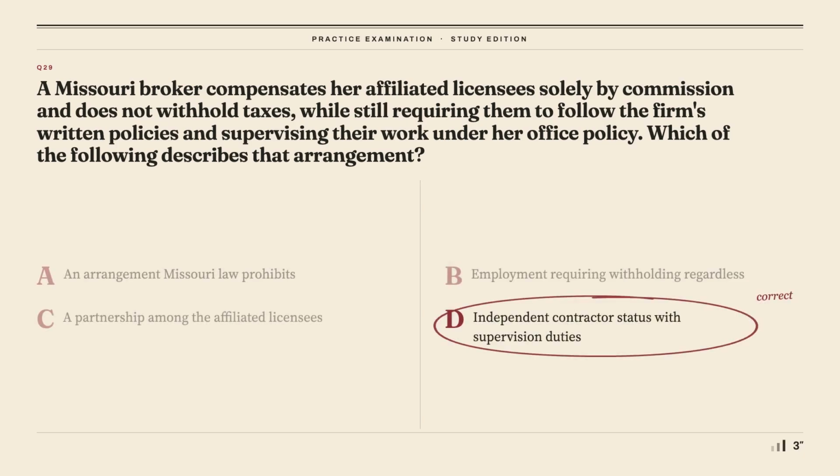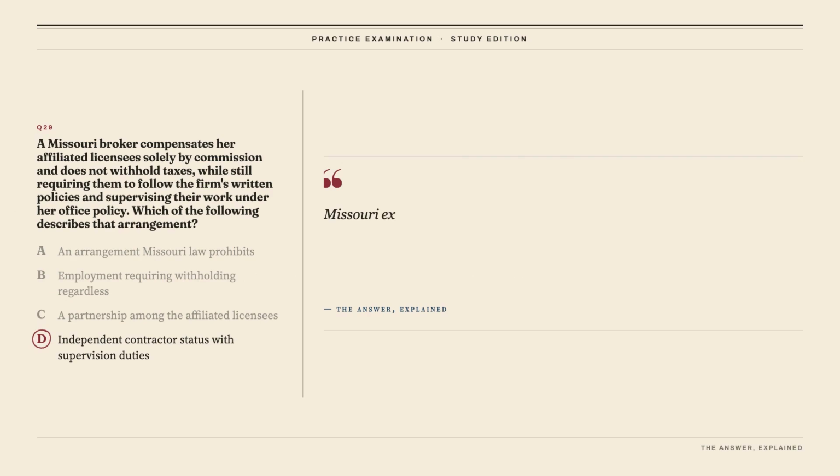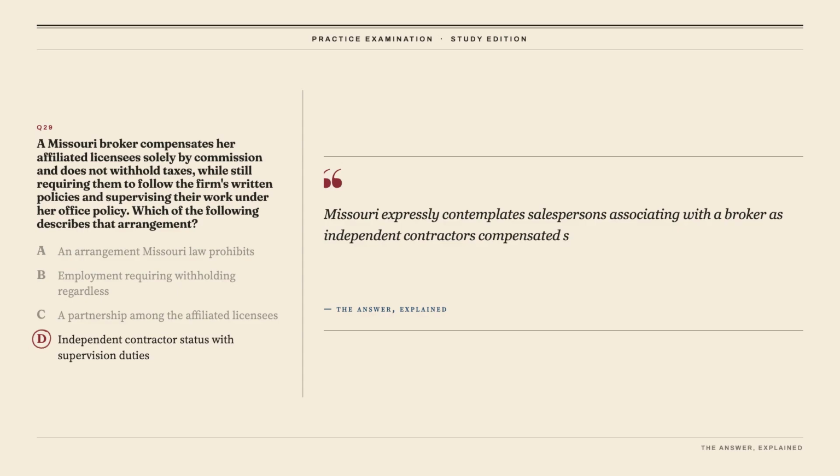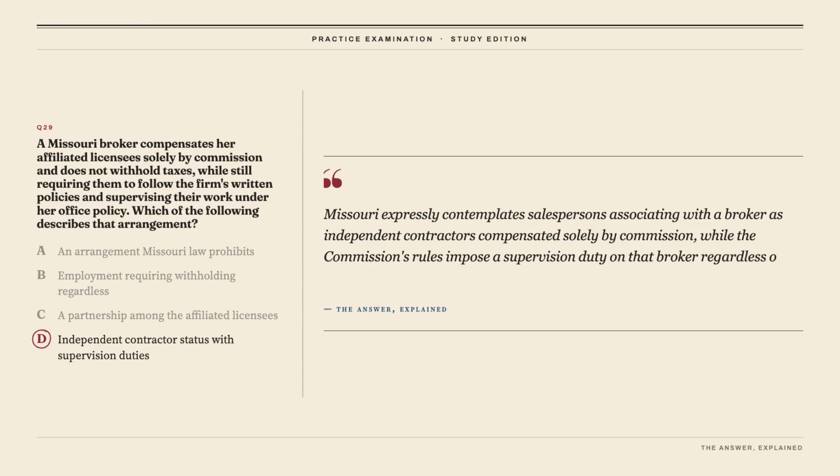The correct answer is D. Independent contractor status with supervision duties. D is correct because Missouri expressly contemplates salespersons associating with a broker as independent contractors compensated solely by commission, while the commission's rules impose a supervision duty on that broker, regardless of tax classification.